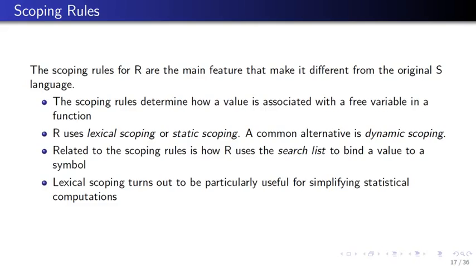So what are the scoping rules? The scoping rules determine how a value is bound to a free variable in a function. If you're in a function, there are two types of variables. There are the function arguments that are passed through the definition of the function, and then there may be other variables or other symbols that are found in the function that are not function arguments. And the question is, how do you assign a value to those symbols? R uses what's called lexical scoping or static scoping, and this is a common alternative to something called dynamic scoping.